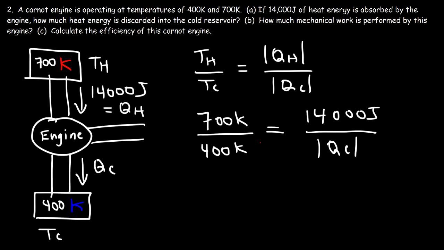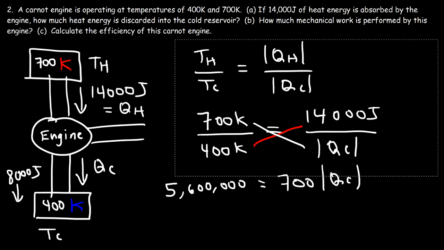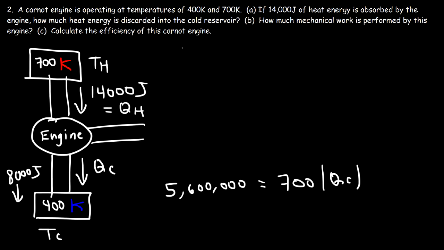So let's cross multiply. This is going to be 400 times 14,000, which is a big number. That's 5,600,000. And then 700 times QC. So QC is 8,000 joules, at least that's the absolute value of QC. QC itself is negative 8,000 joules because heat energy is being released from the heat engine into the environment. And that's why it's negative.